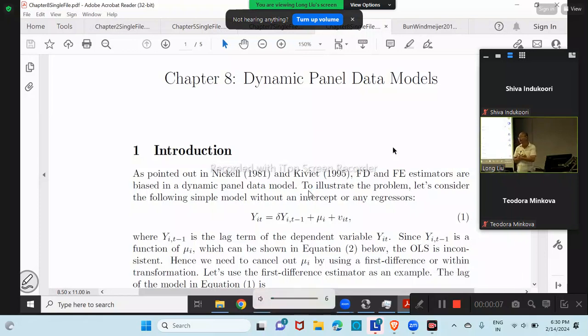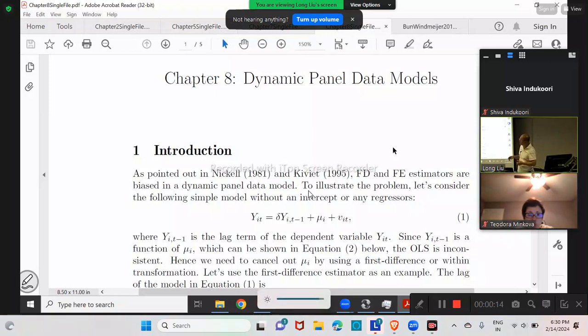Chapter 8, the dynamic panel data. The schedule is we're going to go over this chapter 8 and then do a quick review, summarize what we learned so far. I'll let you know what kind of question you would expect to see in the midterm.